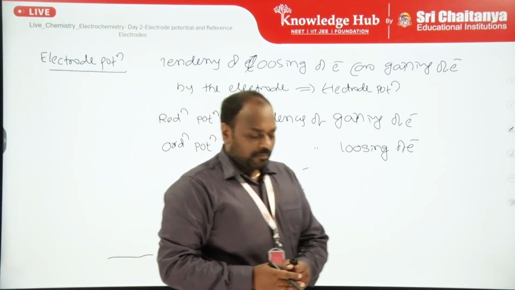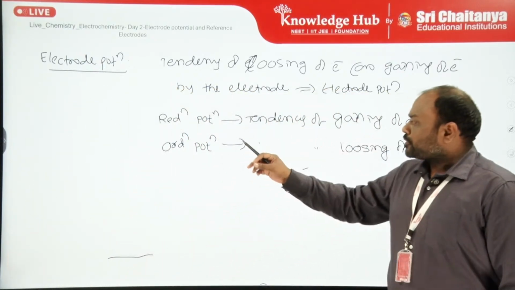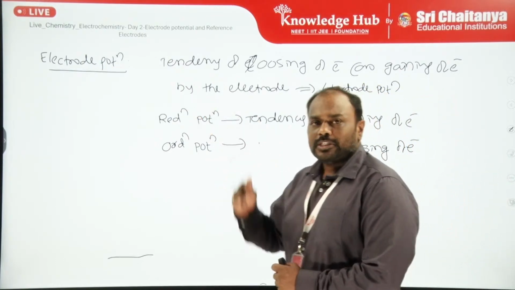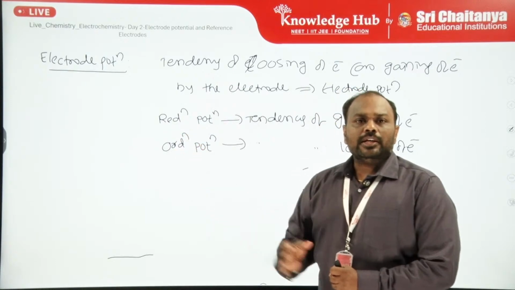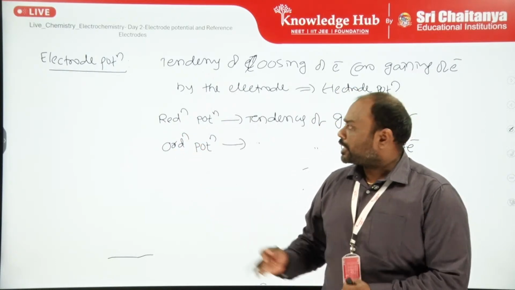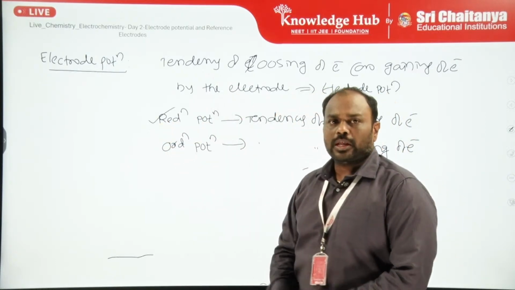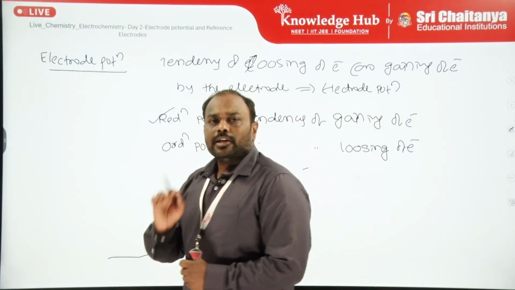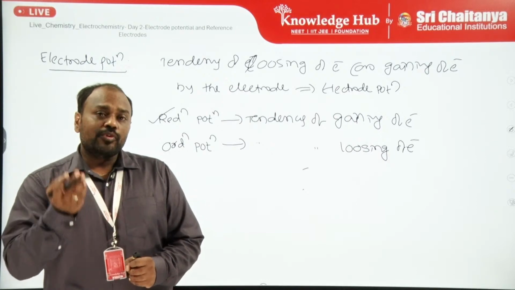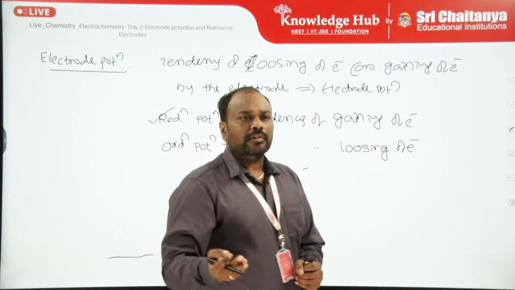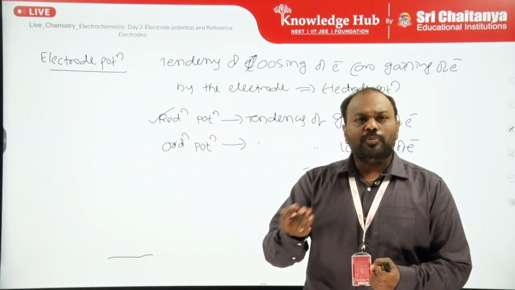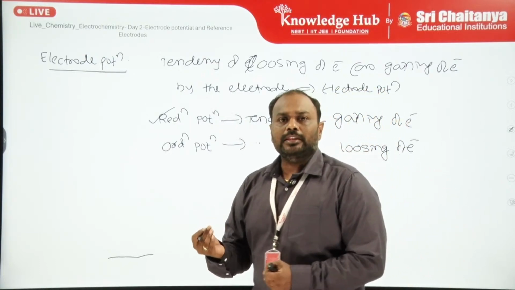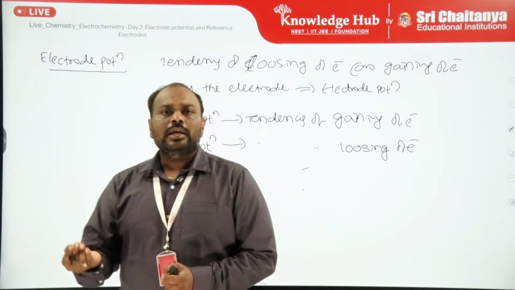But sometimes we get confused if we use the two terms. So to overcome this confusion, instead of reduction potential and oxidation potential, we use only reduction potential. Here, how do you identify which is the reduction and which is the oxidation? Because the potential values are given.